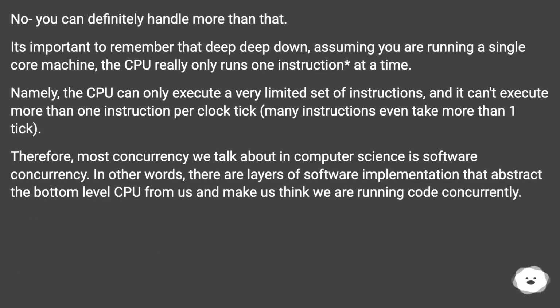No, you can definitely handle more than that. It's important to remember that deep down, assuming you are running a single core machine, the CPU really only runs one instruction at a time. Namely, the CPU can only execute a very limited set of instructions, and it can't execute more than one instruction per clock tick, many instructions even take more than one tick. Therefore, most concurrency we talk about in computer science is software concurrency. In other words, there are layers of software implementation that abstract the bottom level CPU from us and make us think we are running code concurrently.